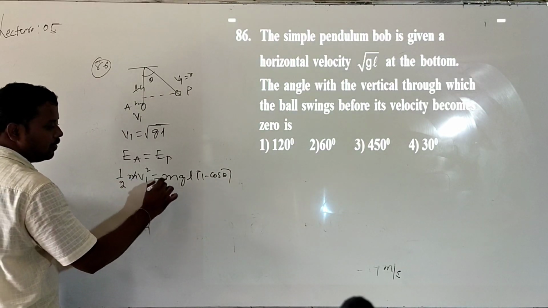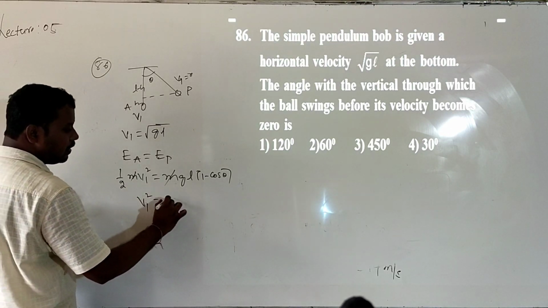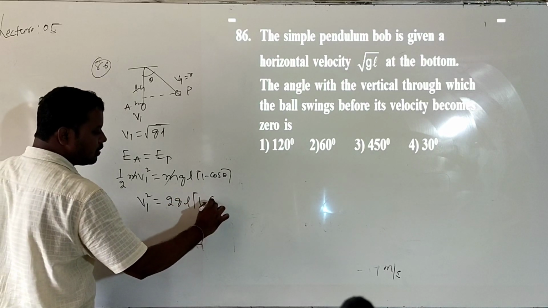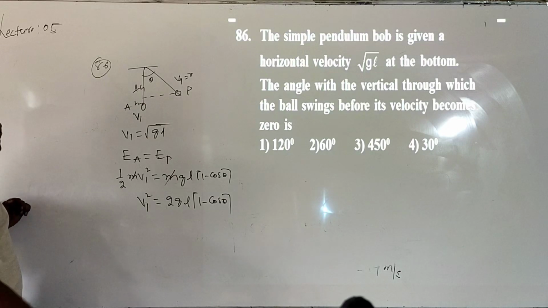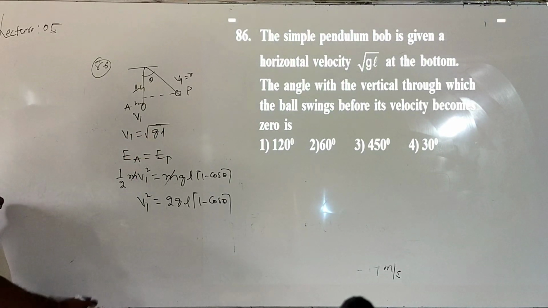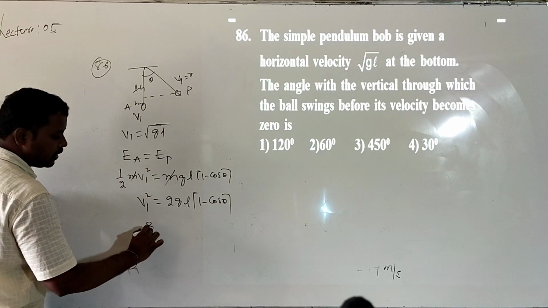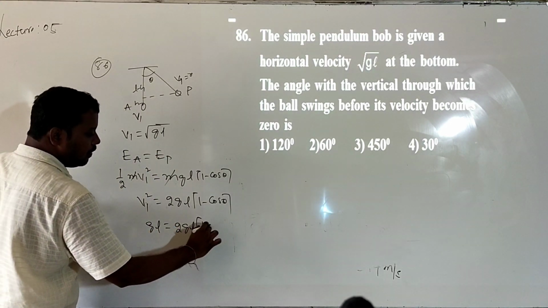Then here the m value cancels. So directly, what is the formula for V1 square? V1 square is equal to 2GL into 1 minus cos theta. Correct? Now they have given the V1 square value. They are asking us to calculate the theta value. So what is the V1 value? V1 value is root GL. V1 square is equal to GL. GL is equal to 2GL into 1 minus cos theta.